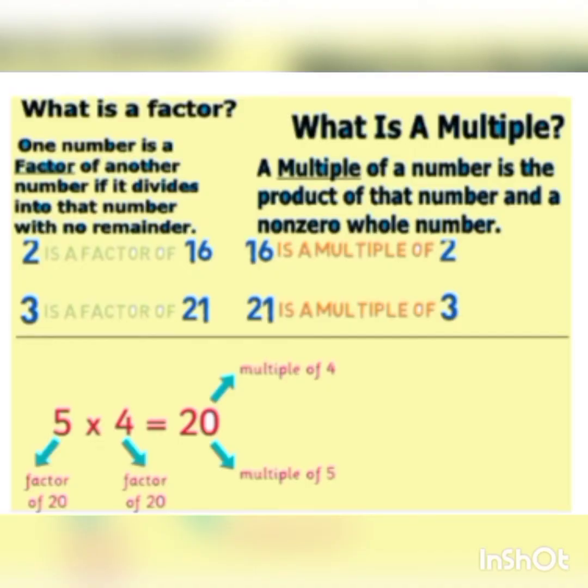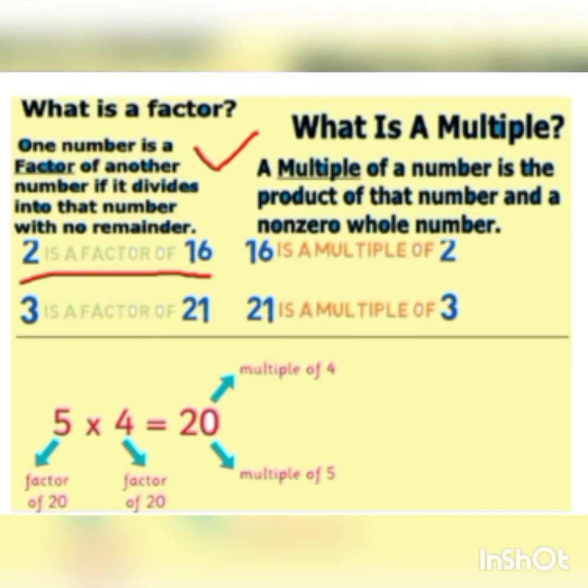Let's start with what is a factor and what is a multiple. Here is the definition given of a factor: one number is a factor of another number if it divides into that number with no remainder, which means that a number that divides another number completely without leaving any remainder is a factor of that number. Here is the example given below. As we can see here, 2 is a factor of 16. It means that 16 is completely divisible by 2 and leaves no remainder.